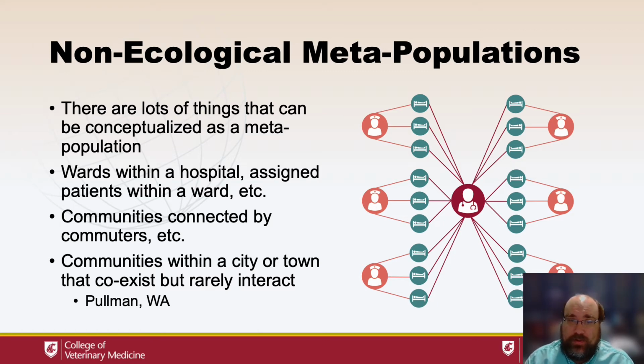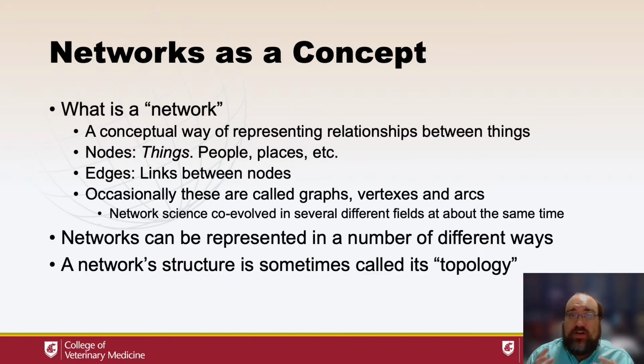Very similar to metapopulations are what are called network models, which are a very, very vibrant and active area of research. So the first thing to think about is, what is a network? A network is a conceptual way of representing relationships between things. Often we call these things nodes. These can be people, places. If you think about a computer network, it's computers. And the edges are links between those nodes. For example, if we're talking about two friends, the nodes would be the friends and their friendship would be the edge. Occasionally these are called graphs, vertices, and arcs respectively.